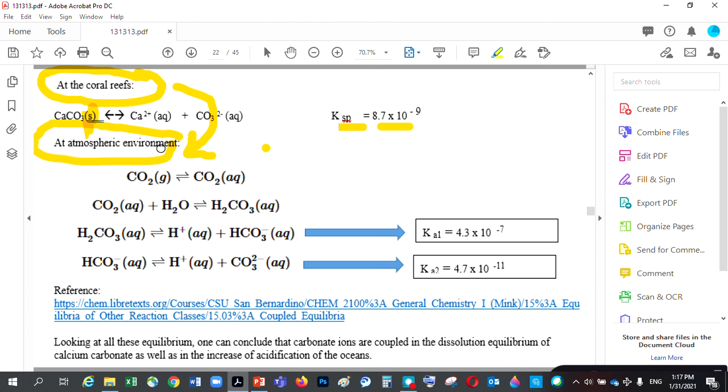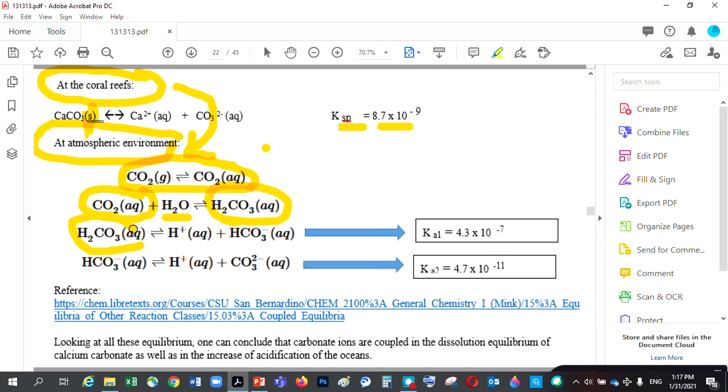Now, at atmospheric environment, when you have a lot of emission of CO2 into the atmospheric air, you'll get CO2 gas. We have a lot of water in the clouds as vapor. So the CO2 will be dissolved, will be CO2 aqueous. The CO2 aqueous will come and react with the H2O. Now the H2O is from the clouds, so we have a lot of humidity and a lot of water inside the atmospheric air. So then what is produced is carbonic acid, which is aqueous.